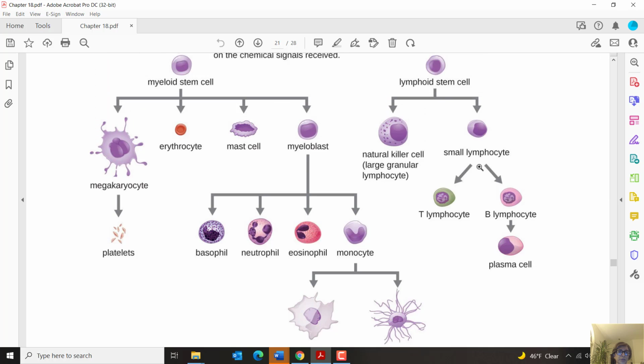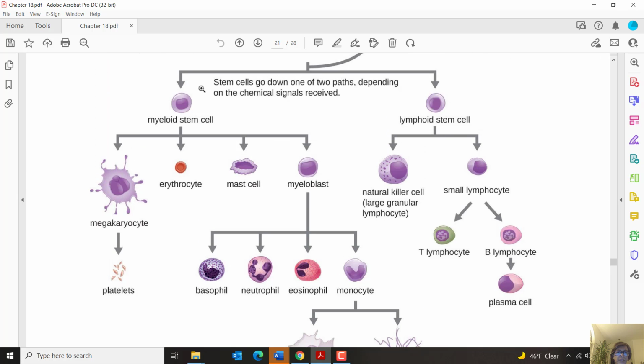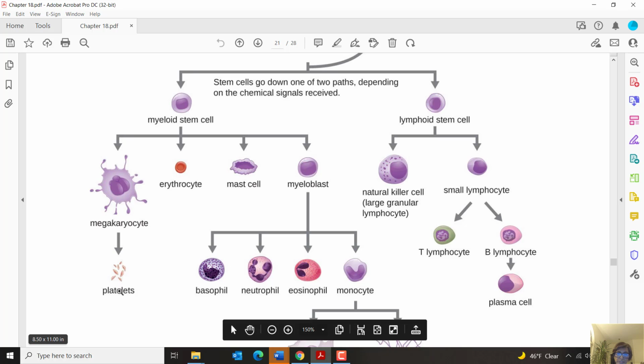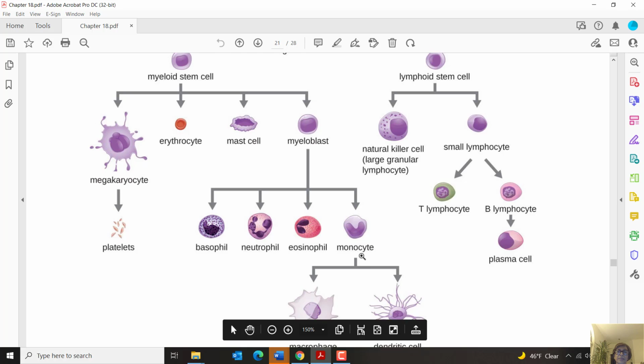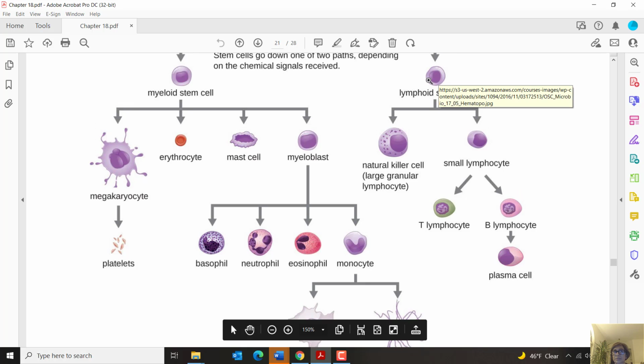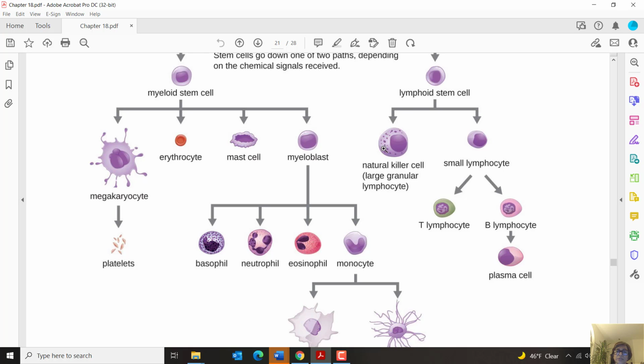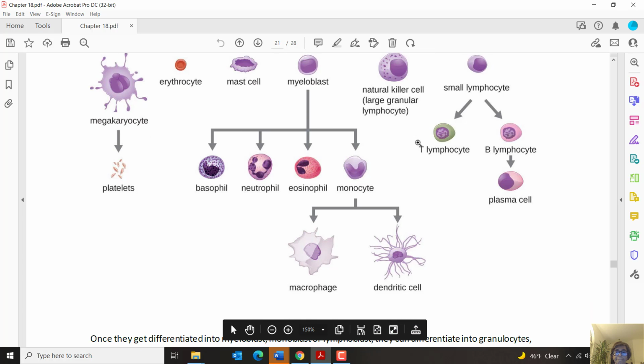So this shows actually all of it. Megakaryocyte, myeloid stem cell, there you go. Myeloid stem cell producing megakaryocyte, which produces the platelets, erythrocyte, mast cell, myeloblast. Myeloblast produces your basophil, neutrophil, eosinophil, and monocyte, which can give rise to macrophage or dendritic cells. Then you have the lymphoid stem cell, which is a completely separate lineage that gives rise to natural killer cells and small lymphocytes. Small lymphocytes are differentiated into T lymphocyte and B lymphocyte. B lymphocytes form plasma cells, which produce antibodies.